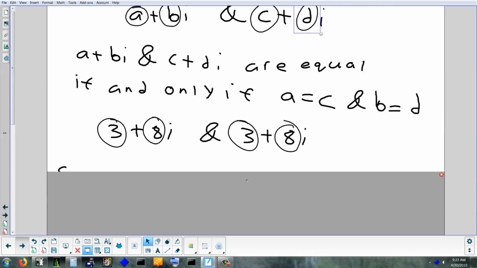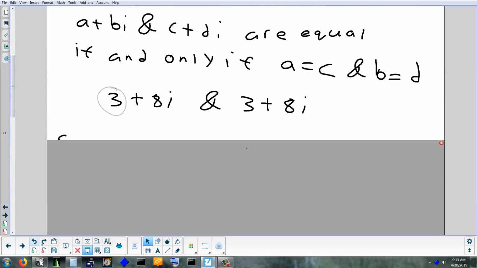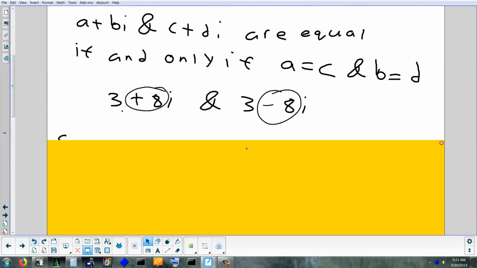Now, if I did something like, let's take this example and change it like this. Are those complex numbers equal? Not exactly the same. The real parts are equal, 3 and 3, but that's not good enough. The real parts have to match and the imaginary parts have to match. They don't. One is positive 8 for the imaginary, the other one is negative 8. So they're close, but they're not equal. Only part of them is equal. Okay. Now they're equal. Right. Any questions on that idea?